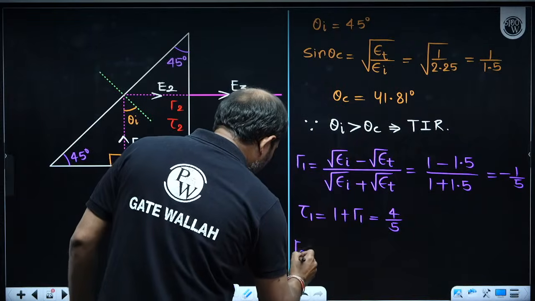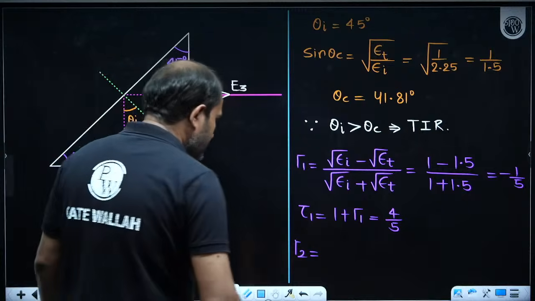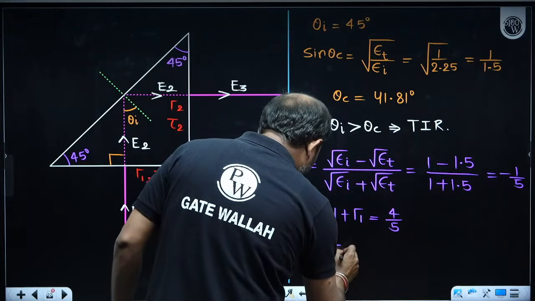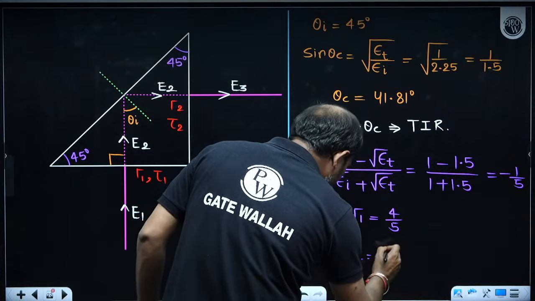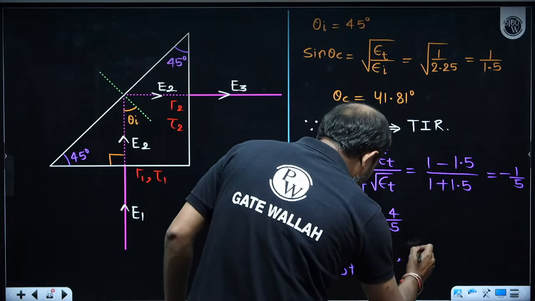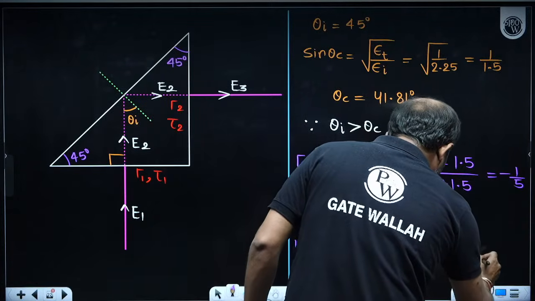Similarly gamma 2, so incident is glass, transmitted is air. So 1.5 minus 1 over 1.5 plus 1. So it will be 1 by 5. So tau 2 will be 1 plus gamma 2. So it will be 6 by 5.